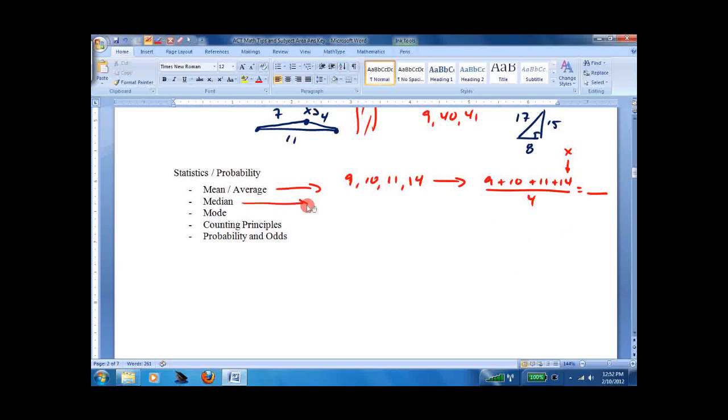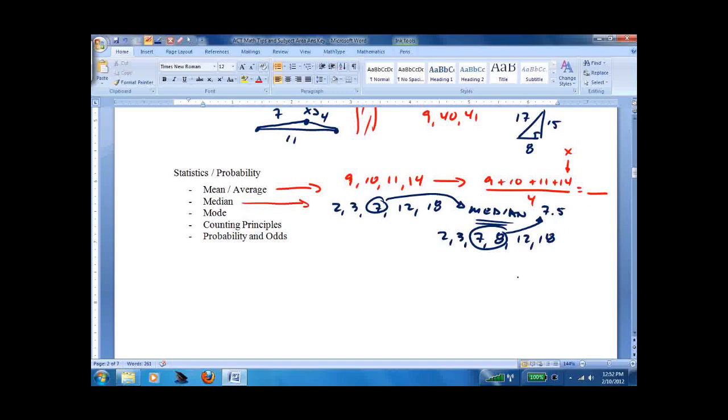The median is the value that's in the middle of the list. So if you list 2, 3, 7, 12, 18, notice they're in order, smallest to biggest. That would be the median. It's just like lining up people and saying, give me the person with the size that's in the middle of the list. If you get an even numbered list, 2, 3, 7, 8, 12, 18, it'd be the average of these two, so it would actually be 7.5.